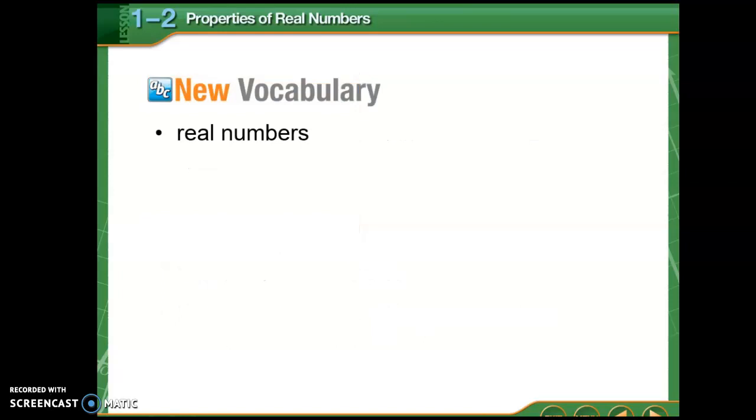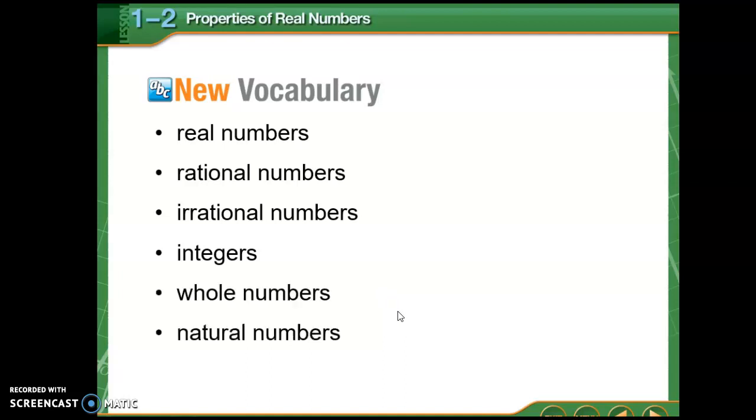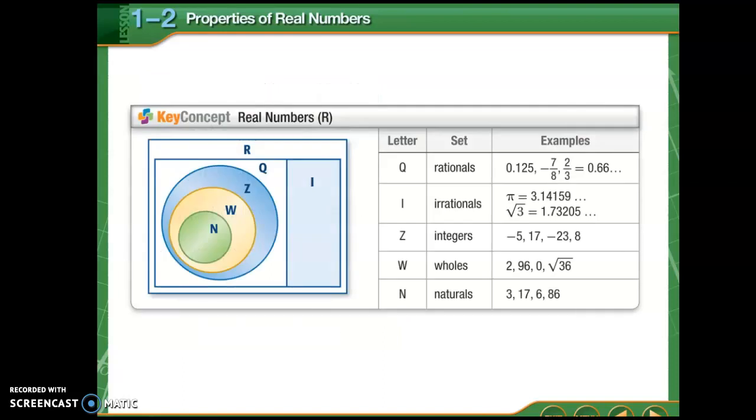These are our new vocabularies: real numbers, rational numbers, irrational numbers, integers, whole numbers, natural numbers. Key concept: we have here a diagram on real numbers.